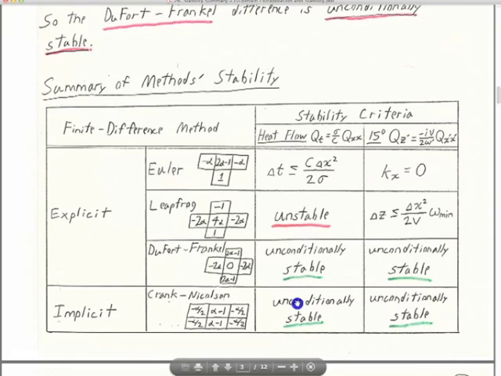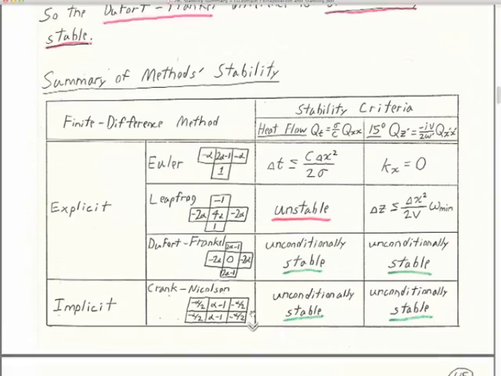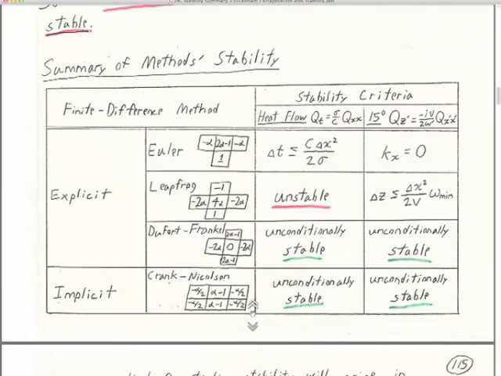This third column is the stability criteria for the heat flow equation. And here's the stability criteria for the 15 degree extrapolator. And I give you the equations up here. And here are the coefficients, with the value of alpha, the alpha constant, which is the last one you've seen, so not easy to find. Sorry about that. I should have written down the alpha here.